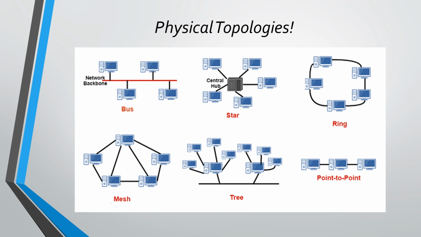Thirdly, there's the mesh physical topology. You see a series of 5 separate computers or devices, each interconnected, one computer or device to each other computer or device within the network. This provides a high degree of network resiliency and fault tolerance. However, with that increased fault tolerance comes an increased cost.